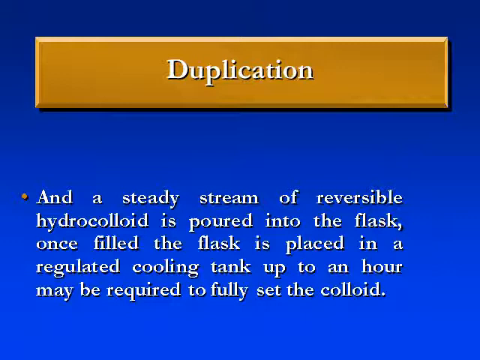After assembling the duplicating flask, a steady stream of the reversible hydrocolloid is poured into the flask. When it is made to a fluid consistency by heating, it is poured where? In the flask. Once we fill the flask with the duplicating material, the flask is placed in a regulated cooling tank for about 1 hour or 60 minutes, which is the time required to fully set the colloid material.